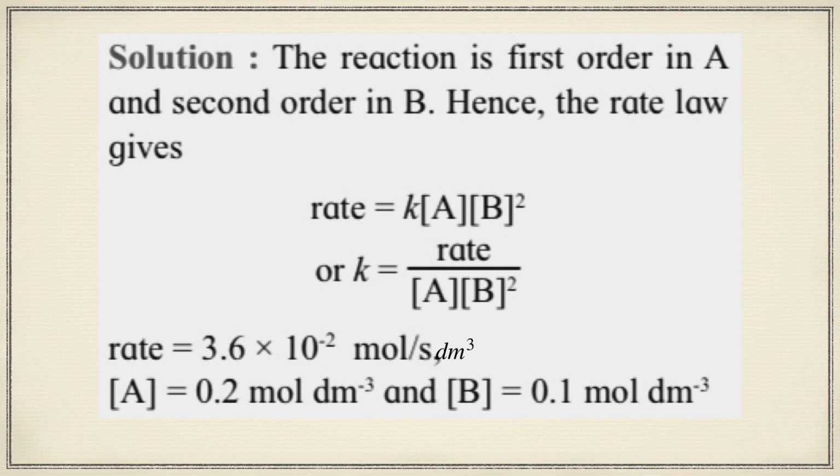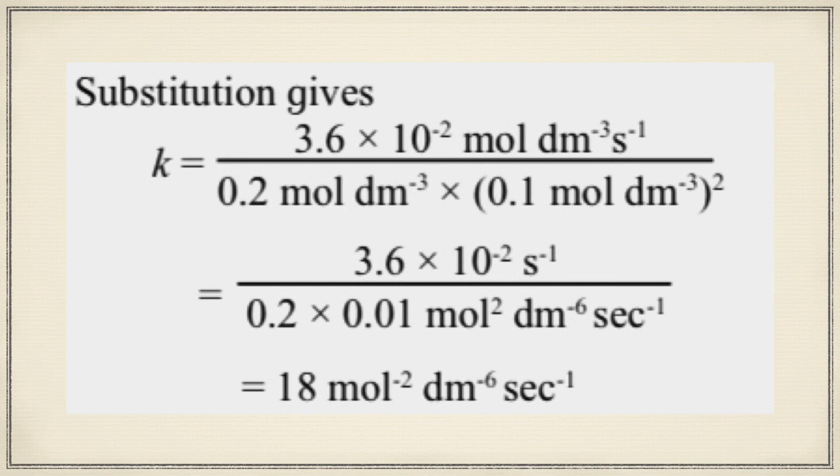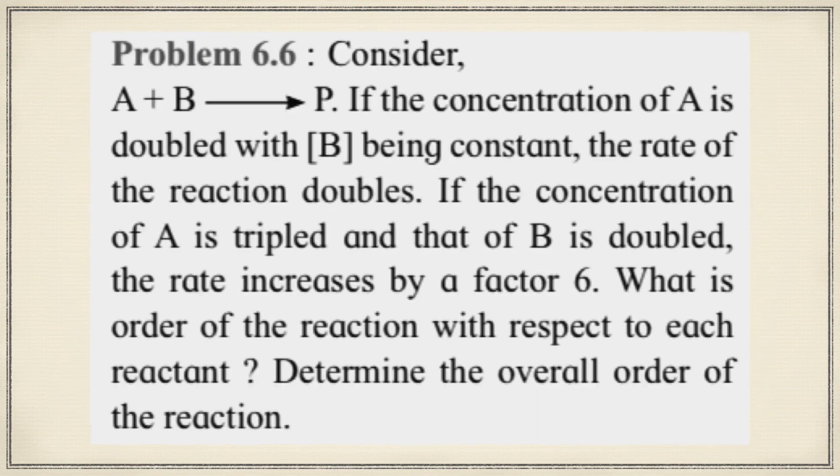Now I know the value of rate. What is rate is equal to 3.6 into 10 raised to minus 2 mole dm raised to minus 3 second inverse, and the concentration of A is equal to 0.2 mole dm raised to minus 3 and concentration of B is equal to 0.1 mole dm raised to minus 3. So if we substitute these values in the above equation, we'll get the value for K. So after substituting the values, I'll get the answer as 18 mole raised to minus 2 dm cube raised to minus 6 second inverse.